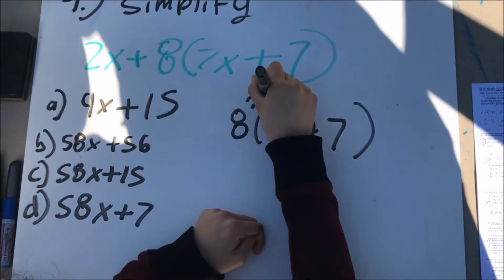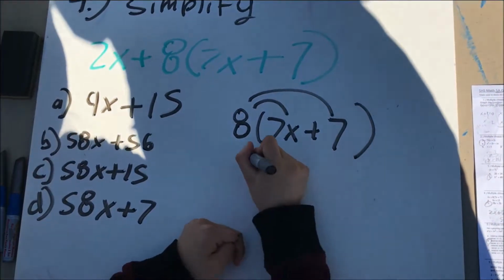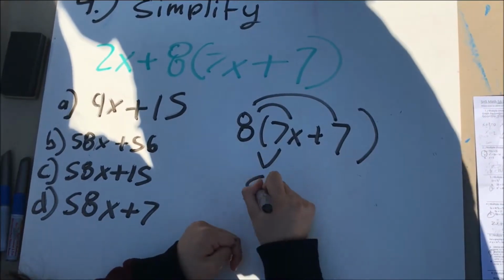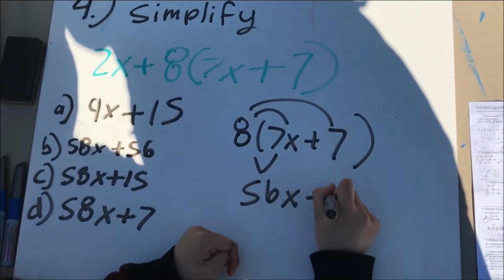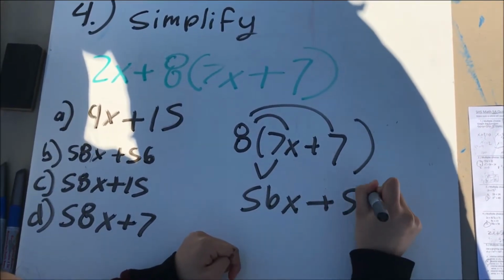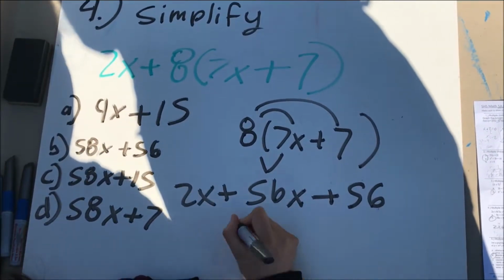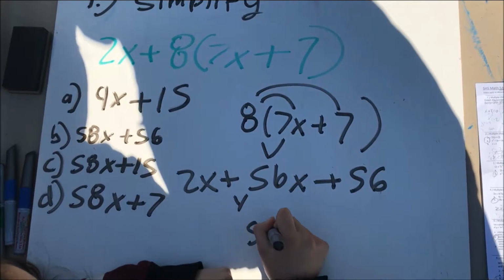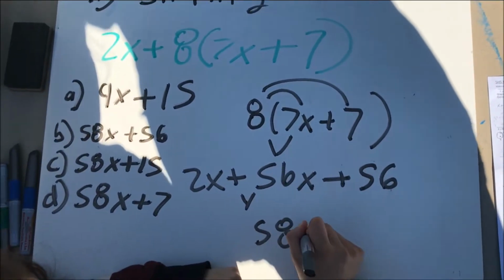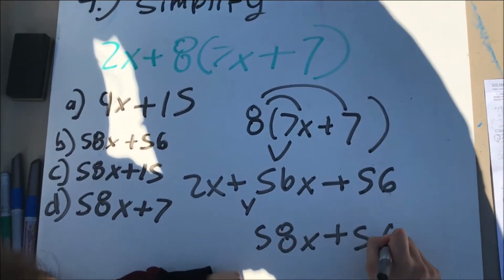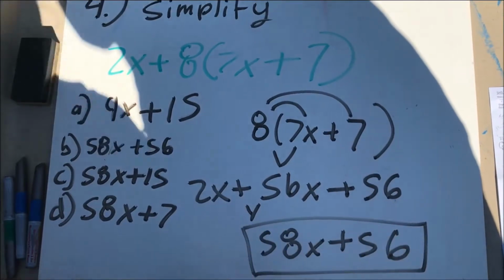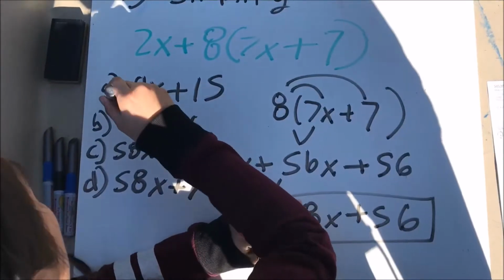Simplify 2x plus 6, parentheses, 7x plus 7. You're going to distribute 8 to 7x and 7. You're going to get 56x plus 56. When you combine like terms, you add 2x to 56x and you get 58x plus 56. The answer is B.